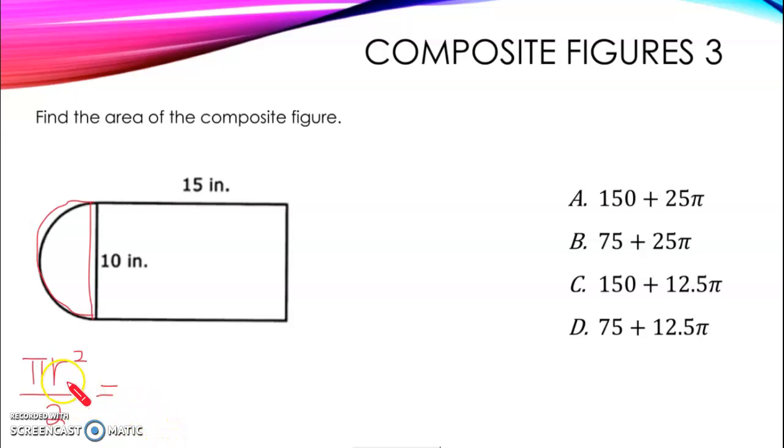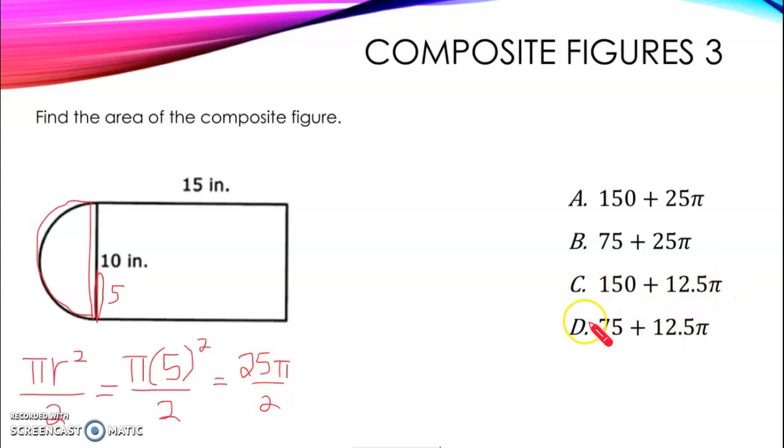And we need the radius first. And it looks like the diameter is labeled as 10, so the radius is going to be half of that. The radius is going to be just 5. And so we get pi times 5 squared divided by 2. And that's going to simplify to 5 squared is 25. 25 pi over 2 can be rewritten as 12.5 pi.